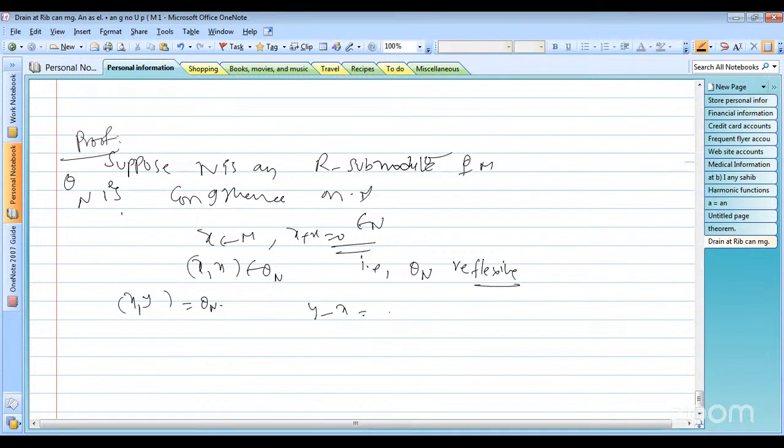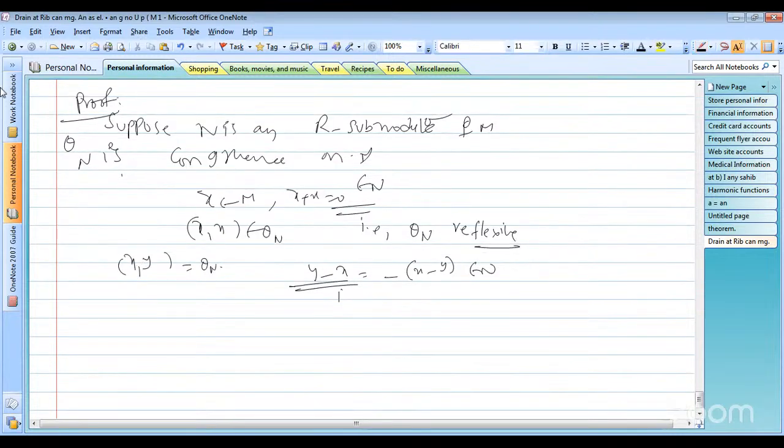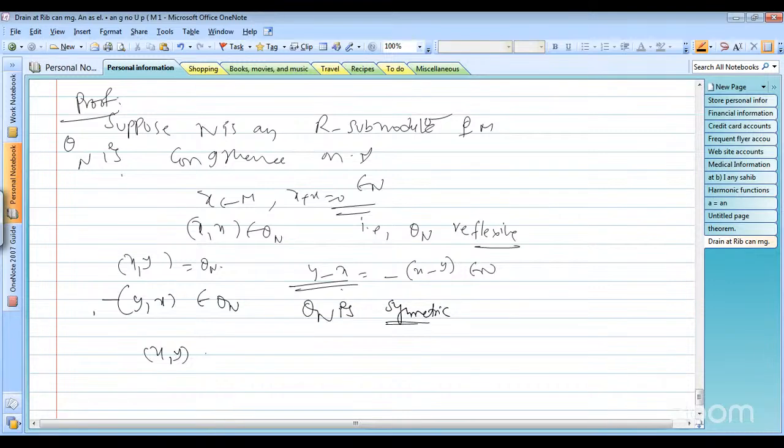Then for (x, y) in theta N, y minus x is equal to minus (x minus y), which belongs to N, and hence (y, x) belongs to theta N. So theta N is symmetric. Next, take (x, y) and (y, z) belonging to theta N.